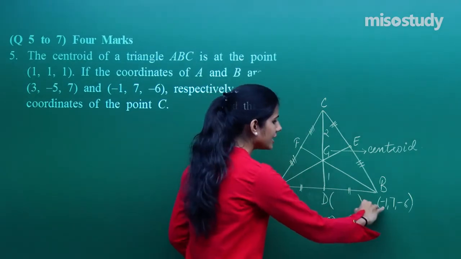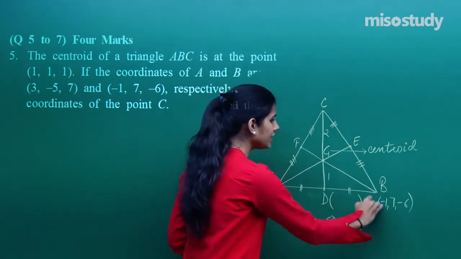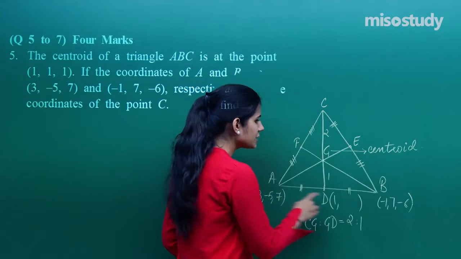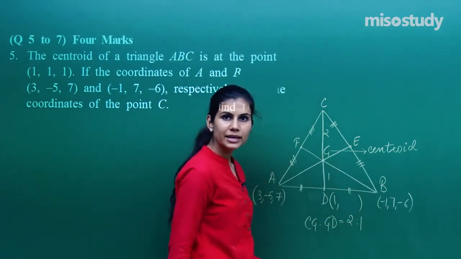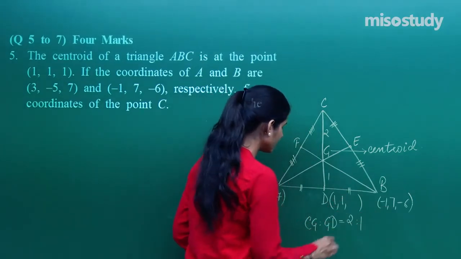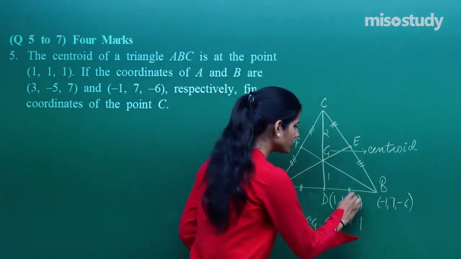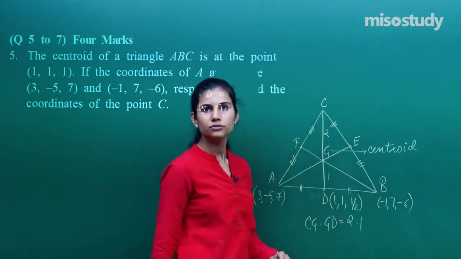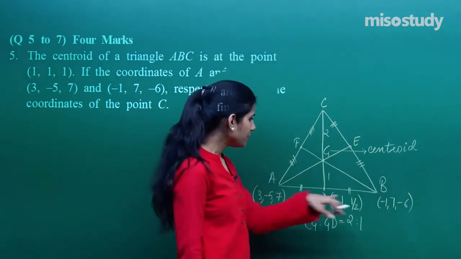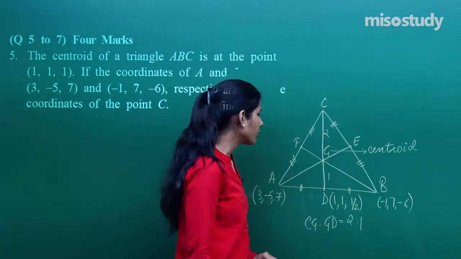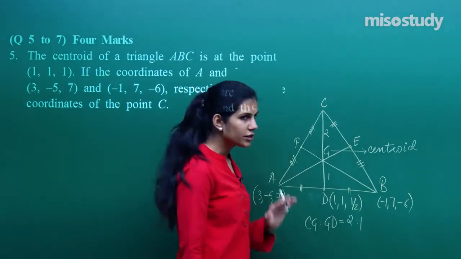X coordinate is x1 plus x2 upon 2. So 3 minus 1, that is 2. 2 upon 2 is 1. Minus 5 plus 7, 7 minus 5 is 2. 2 upon 2 is 1. And 7 minus 6, that is 1. 1 upon 2 is 1 upon 2. Right? x1 plus x2 upon 2, y1 plus y2 upon 2, z1 plus z2 upon 2. These are the coordinates of point D.